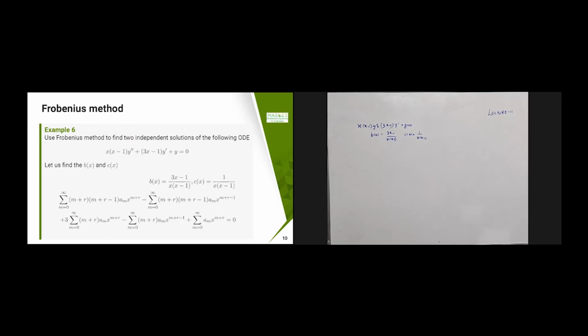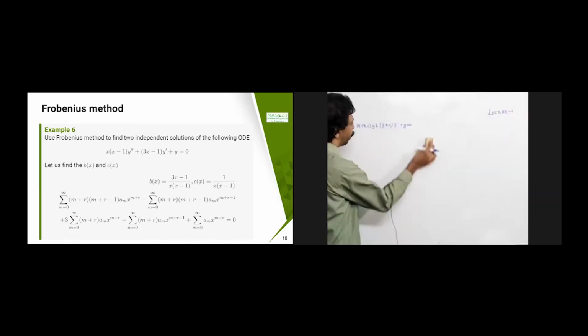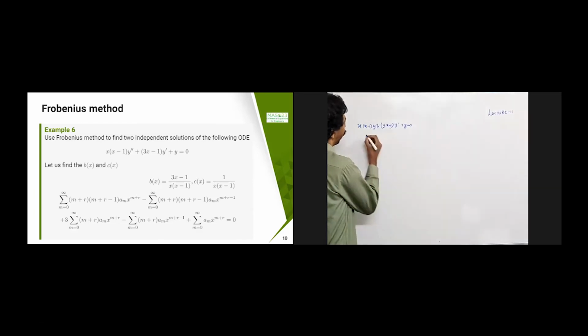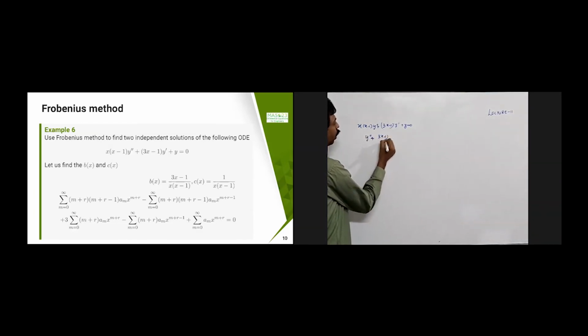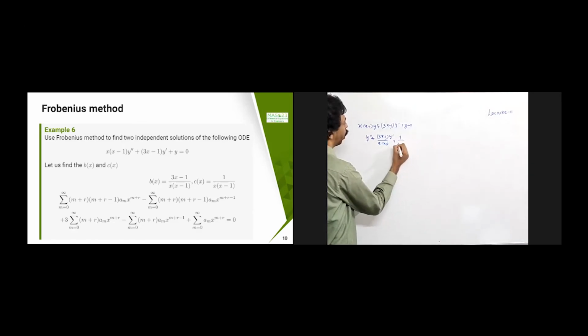Now since x equal to 0 is a regular singular point, I can apply the theorem and then find the answer. Let me convert this problem into this format: y double dash plus (3x minus 1) y dash divided by x(x minus 1) plus 1 by x(x minus 1) y equal to 0.